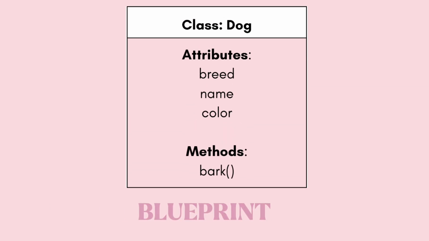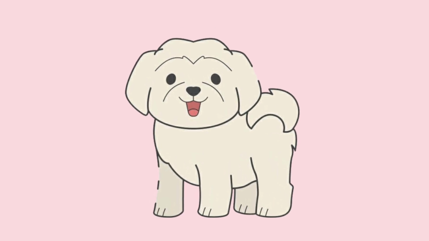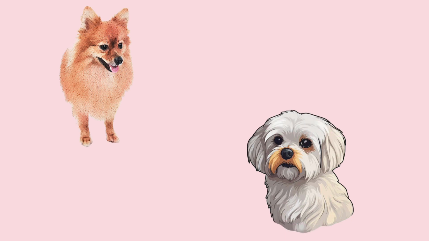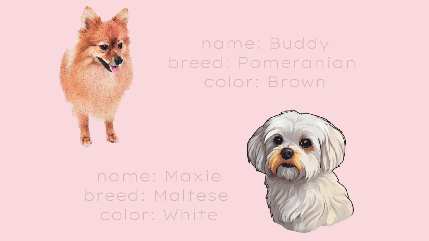Next is object. By using the blueprint we've provided, we can create objects. Since we already made a class or blueprint, we'll use that for this example. Using the dog class, let's make two objects. The first one will be Buddy, the brown Pomeranian dog, while the other is named Maxie, a white Maltese.